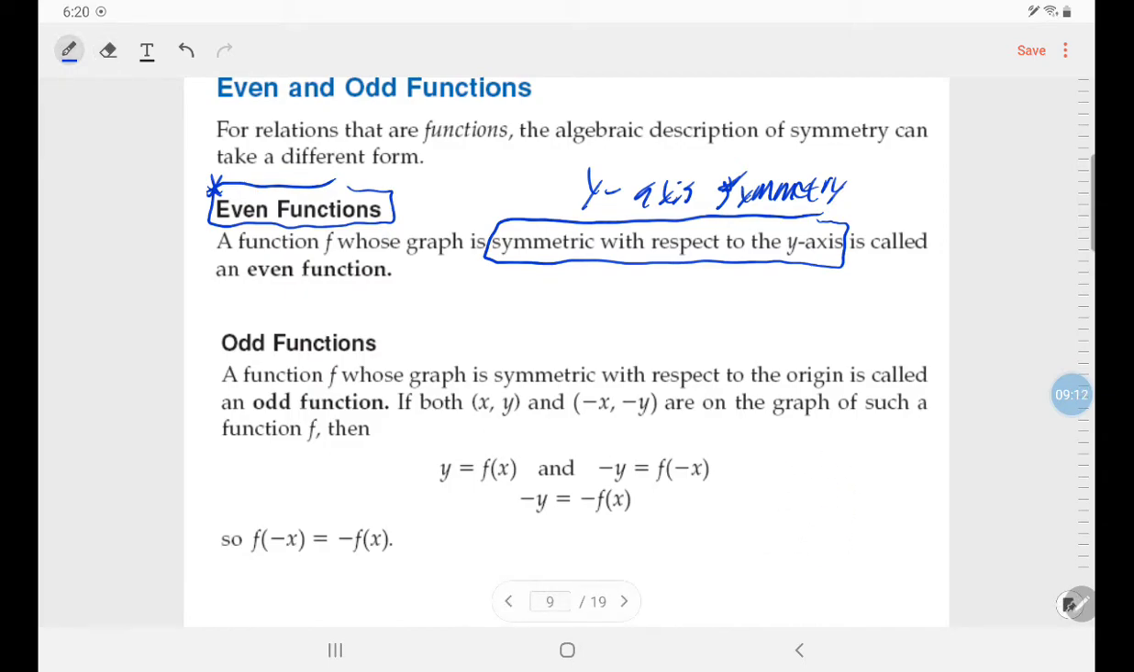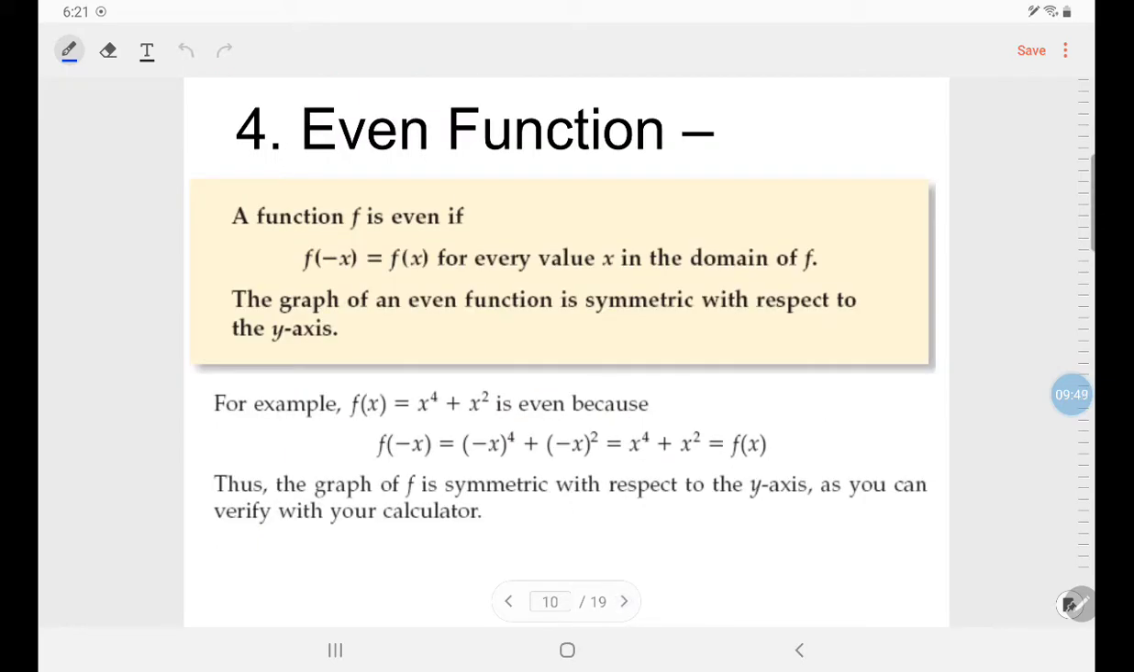So an odd function has (x, y) and (negative x, negative y). In other words, an odd function has origin symmetry. You replace x with negative x, like here. If I change the sign of the x, it also changes the sign of the y. Remember, f of x is y, so that's the basic idea. That's the terminology. And again, here's a little bit more formal definition and also an example.